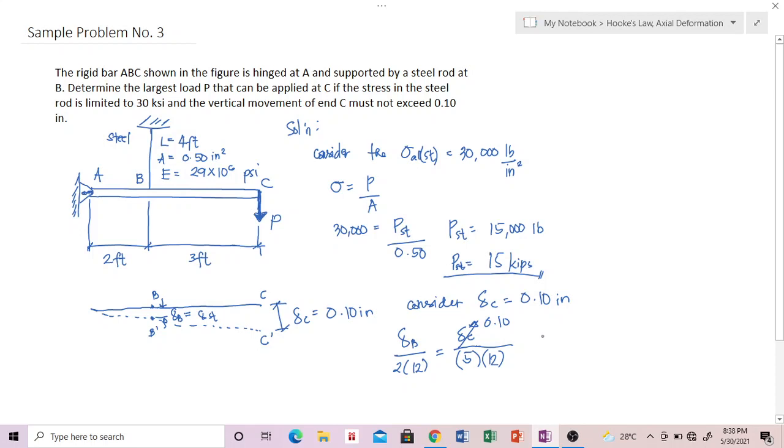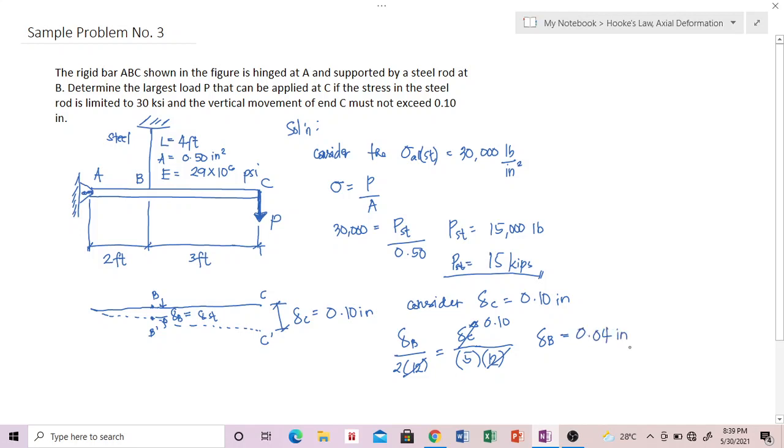Therefore, delta B is equivalent to, the 12 cancels out, 0.10 multiplied by 2 divided by 5. That is equivalent to 0.04.